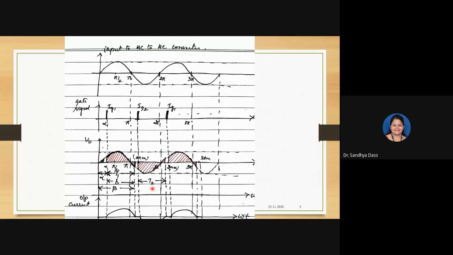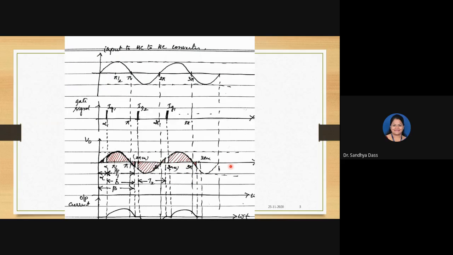This will continue. Again, in the next positive cycle, when you give the gate trigger pulse to thyristor T1, it will conduct. When it is conducting, you can see the positive cycle here is visible, and this will again cause T1 to conduct till this stage.